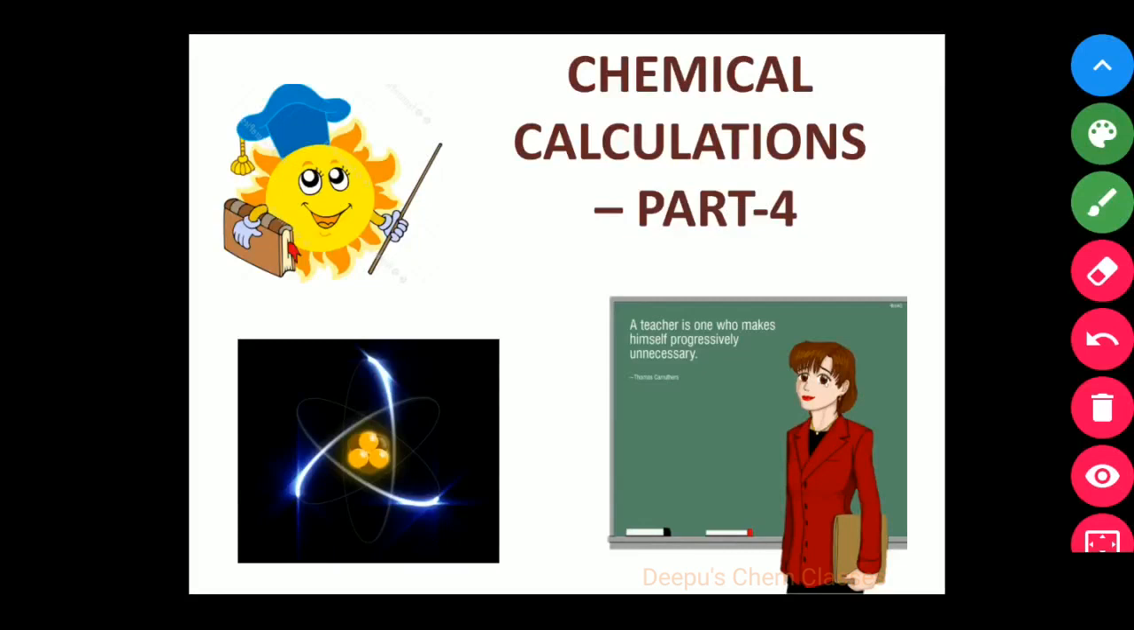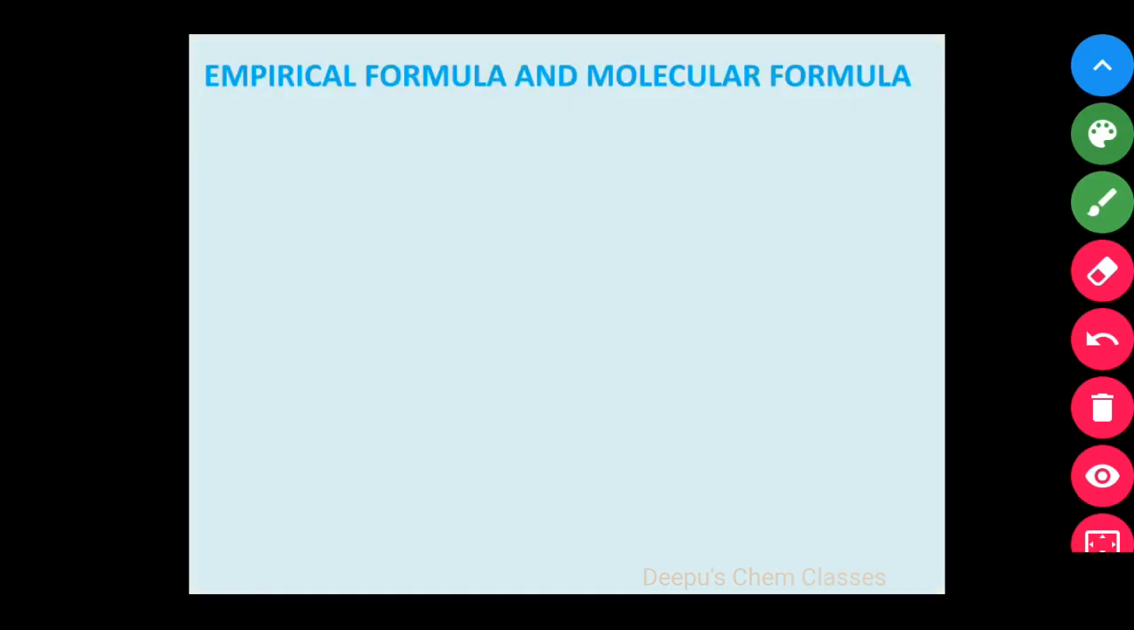In today's class, we are going to see about chemical calculations, the continuation. In that, we are going to see about empirical formula and molecular formula. So, how should we calculate empirical formula and molecular formula? And before that, what is empirical formula and molecular formula? We should know that.